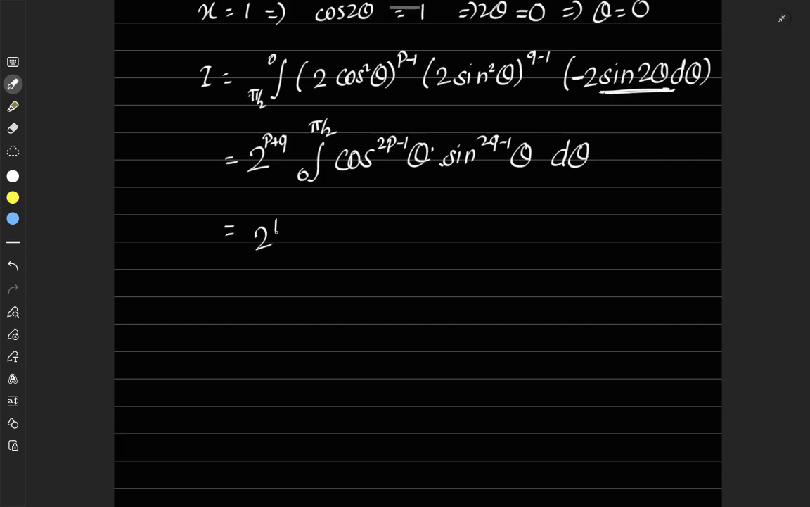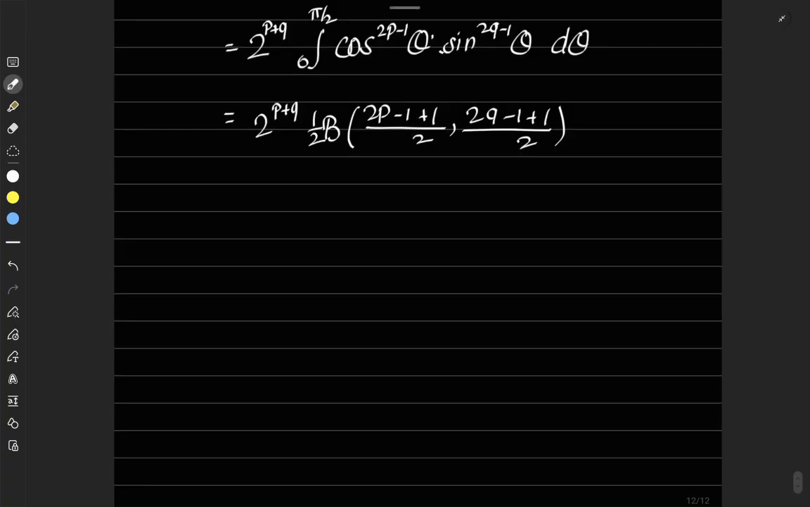So this quantity is 2 to the power p plus 1 beta of 2p minus 1 plus 1 by 2 and 2q minus 1 plus 1 by 2, and with a multiple of half. So this will be 2 to the power p plus q minus 1 into beta of p comma q.